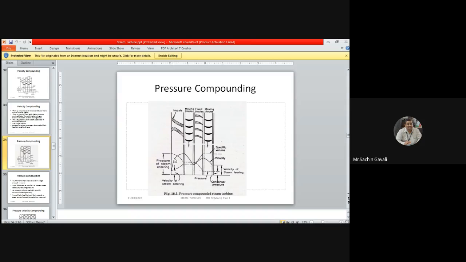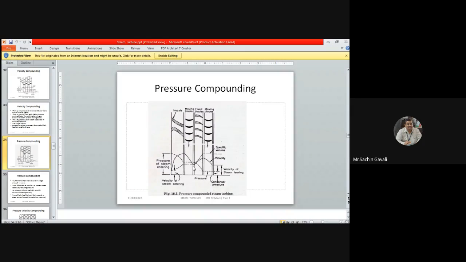So here the dotted line will start. Pressure goes on decreasing. Afterwards, in the moving blade, it remains constant. The fixed blade acts as a nozzle, so pressure goes on decreasing, and afterwards it remains constant. So this kind of curve is going to be for pressure. Then velocity increases in the nozzle, but when it strikes the moving blade, momentum exchange takes place and its velocity goes on decreasing.